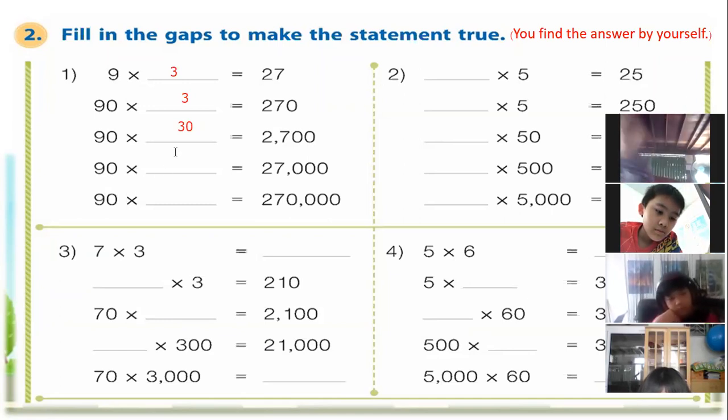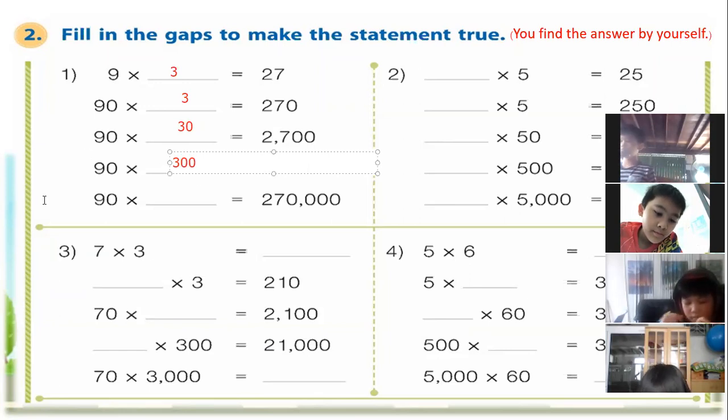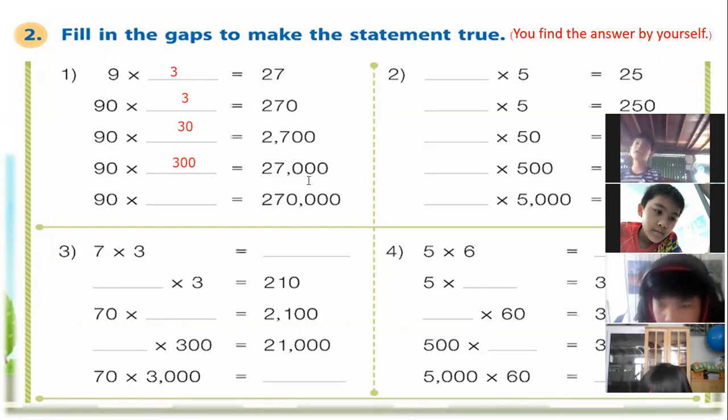Now, step number 4. We have 9 tens multiplied by how much? So we can have 27,000. 300. That is the correct answer. So 9 tens multiplied by 300 will be 27,000.